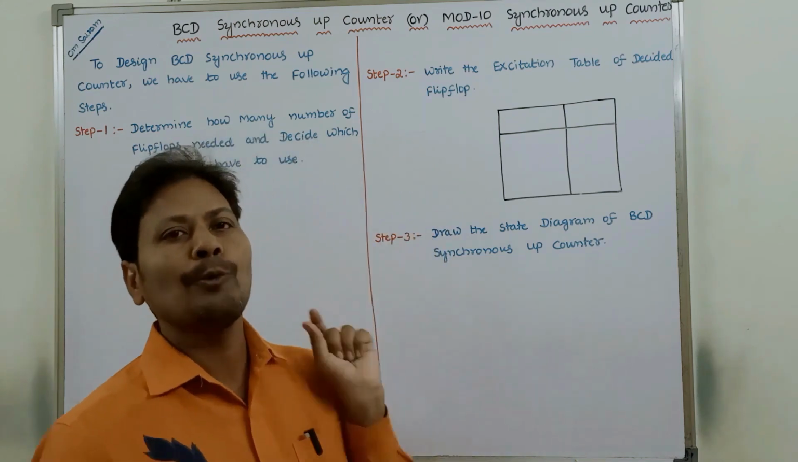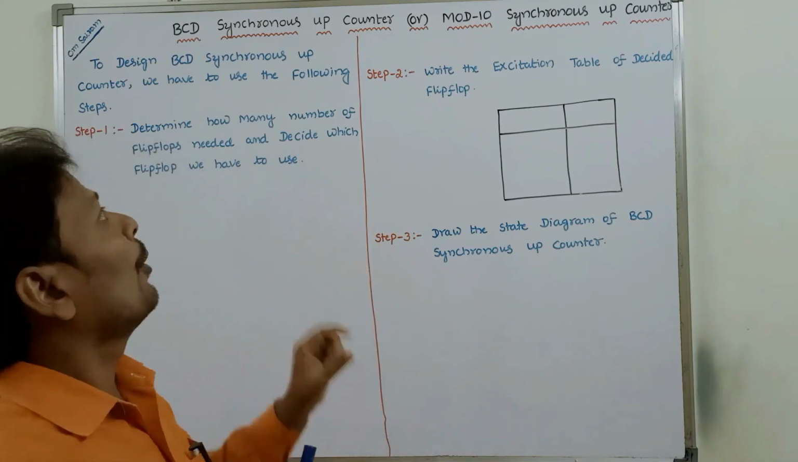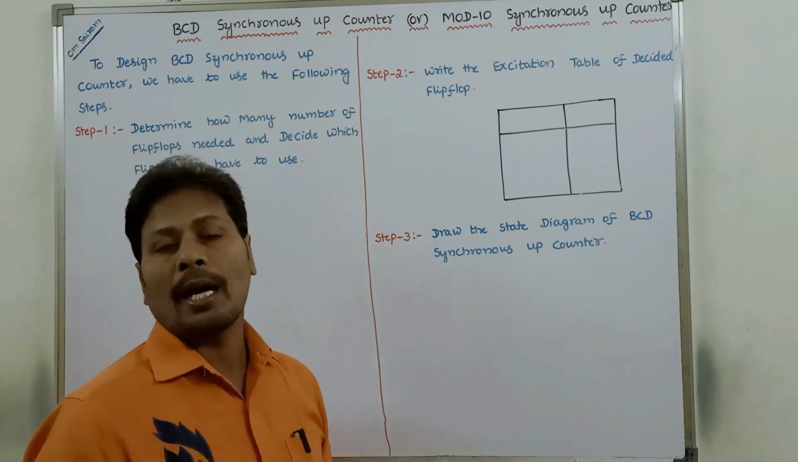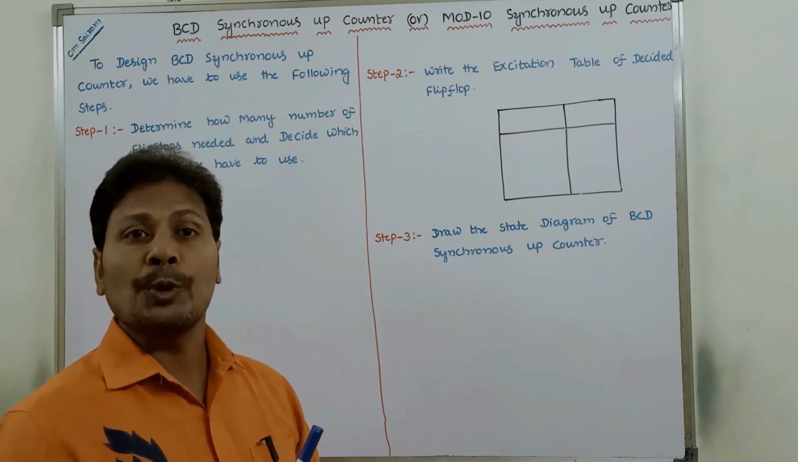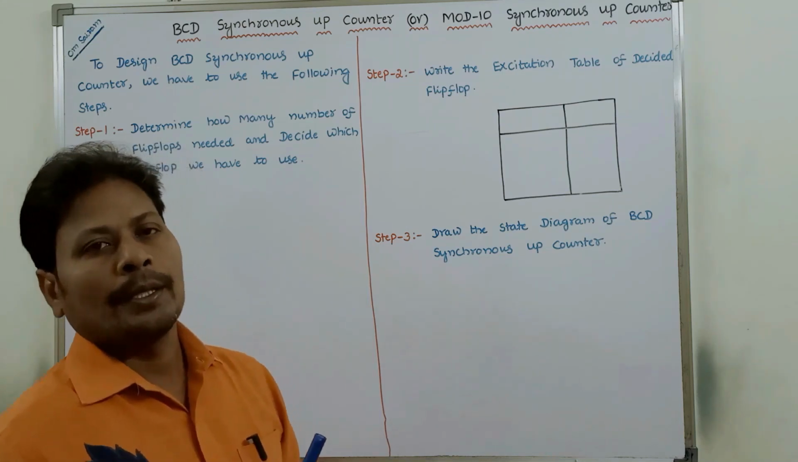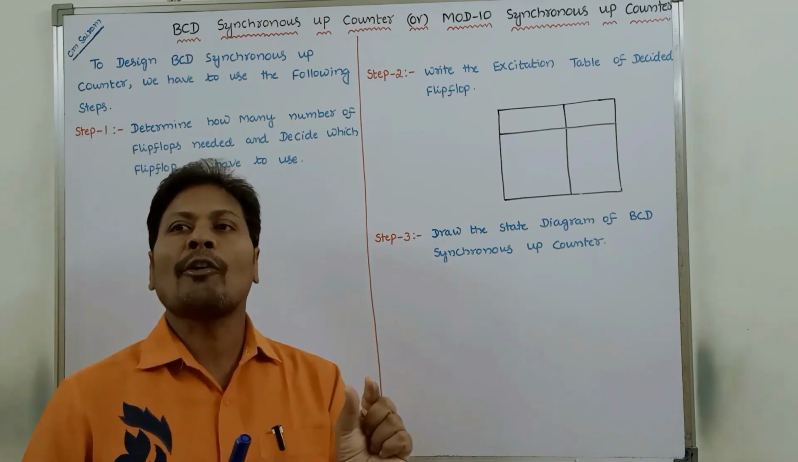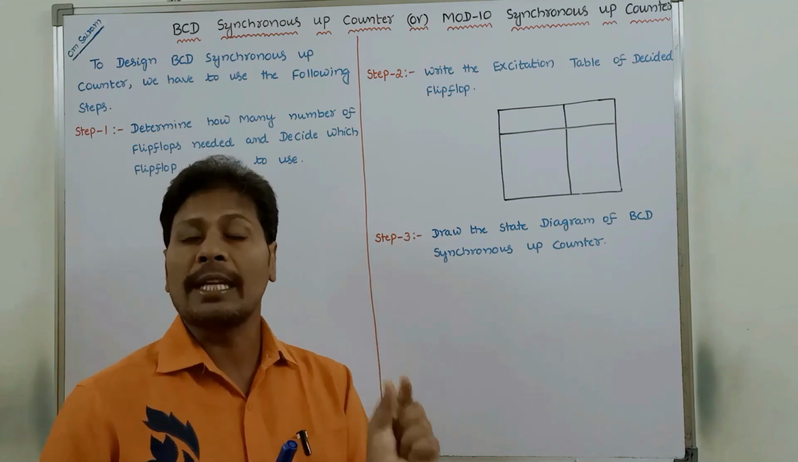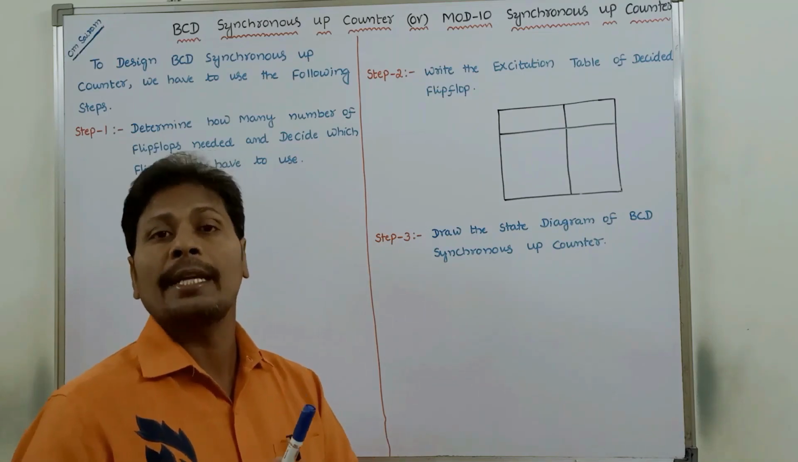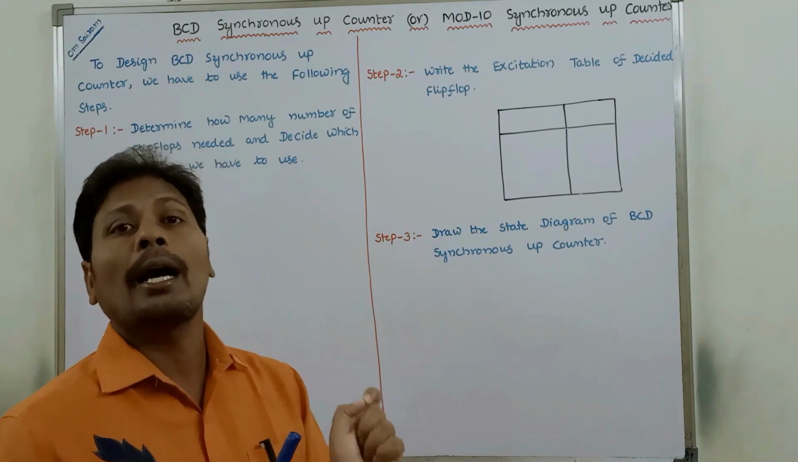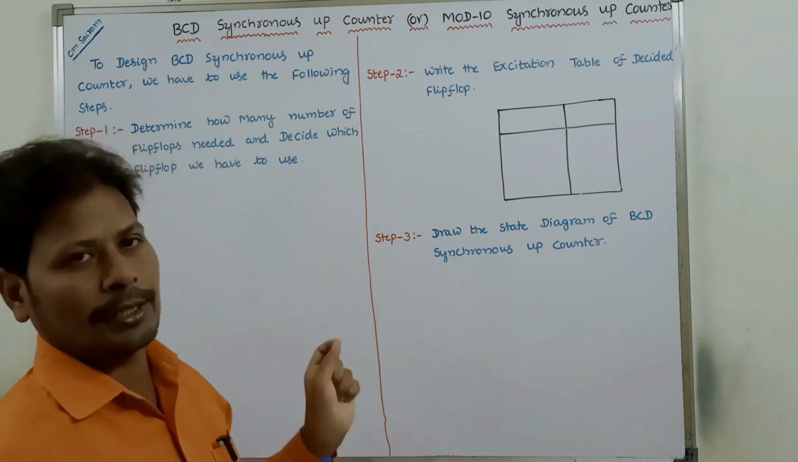First of all, how to design Mod 10 Synchronous Up Counter or BCD Synchronous Up Counter. To design this counter, we have to use 6 steps. The first step is to determine how many flip-flops are required to design BCD Synchronous Up Counter or Mod 10 Synchronous Up Counter and decide which flip-flop we have to use. This is the first step.